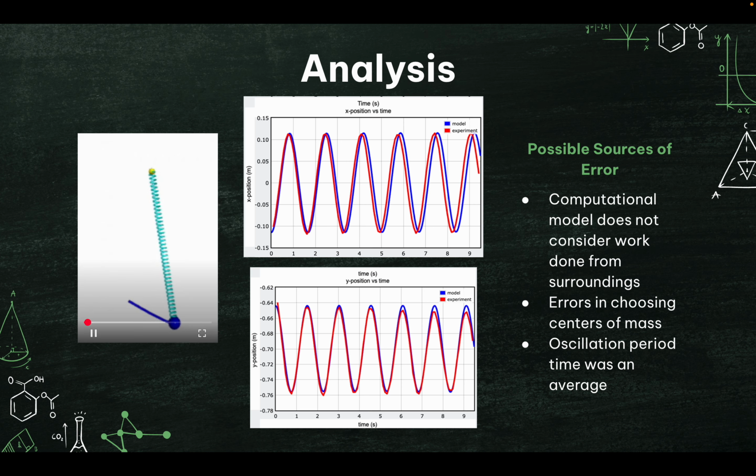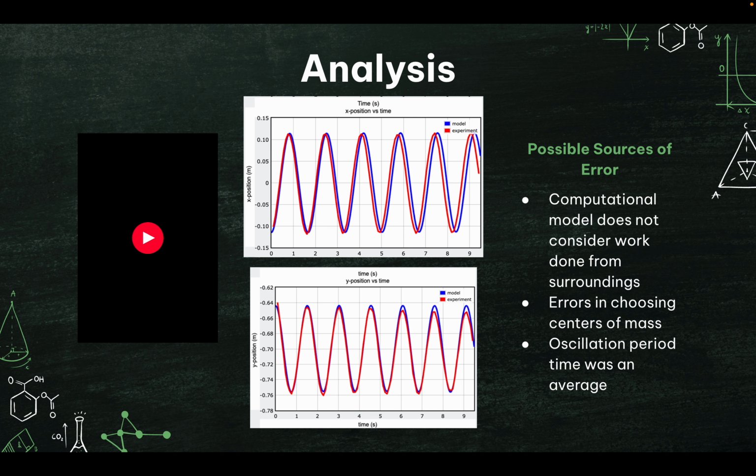So here's the result of the observed versus predicted model. The observed is in red and the predicted is in blue. As you can see, the graphs are very similar to each other with little deviations. For the x position on top, it's pretty one-to-one in the beginning, but the predicted model then seems to have larger oscillation periods as time goes on. For the y position on the bottom, it's close at first, but the model seems to go a little further than the observed in the y direction as time goes on.